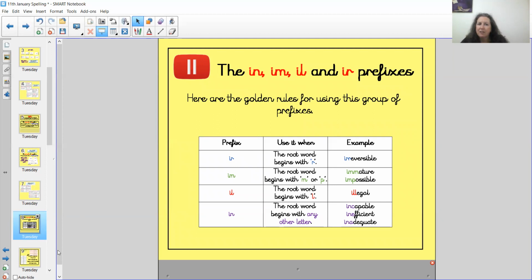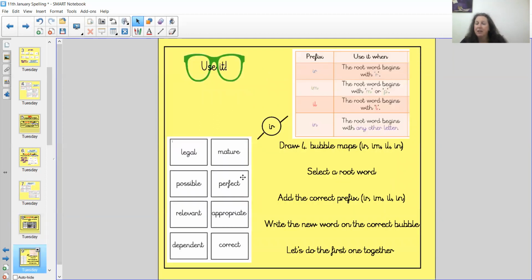Okay, so now that we've got that, we are going to have a look at our activity. We've been given the rule, and we have our root words, the words that we are starting with, and we are going to use it. The activity I would like you to do is to draw some bubble maps. I'd like you to draw 4 bubble maps, one for ir, one for im, one for il, and one for in. You're going to select the root word, for example, legal. You are going to add the correct prefix, and then you're going to write the new word in the correct bubble. Okay, so what I would like us to do is the first one together.